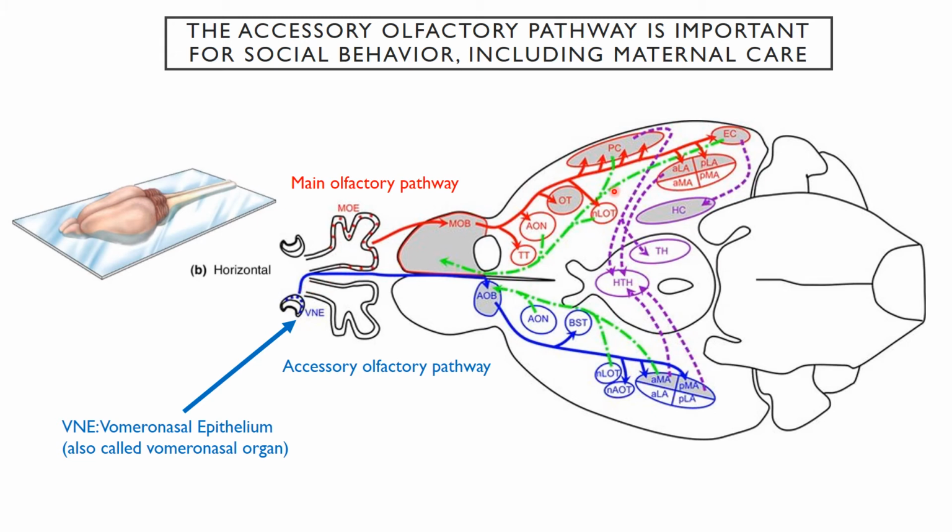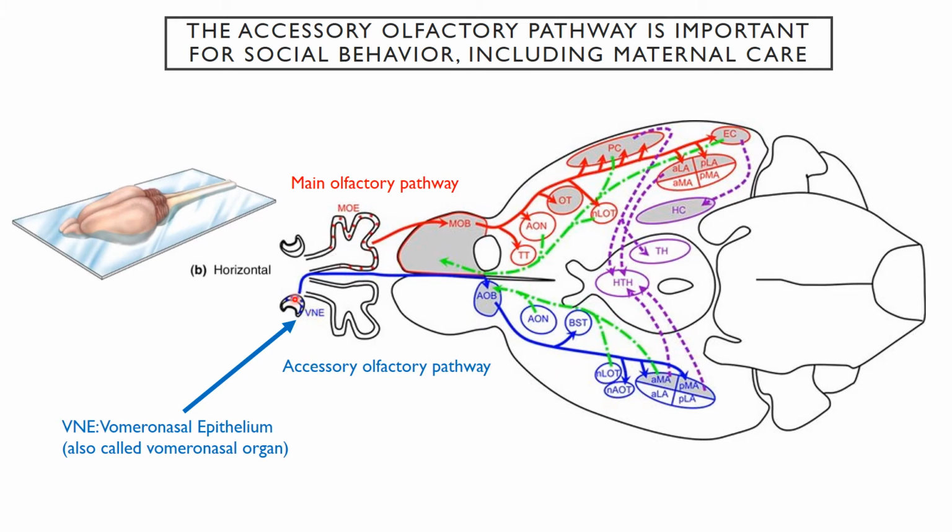There's an additional pathway. Humans have this. It's very small in humans, and the degree to which it's important in humans isn't entirely clear. It does seem to have some influence over behaviors, but there's some debate about it too. But it's definitely well described in other animals, especially in rodents, because it plays such a big role. We have something called the accessory olfactory pathway.